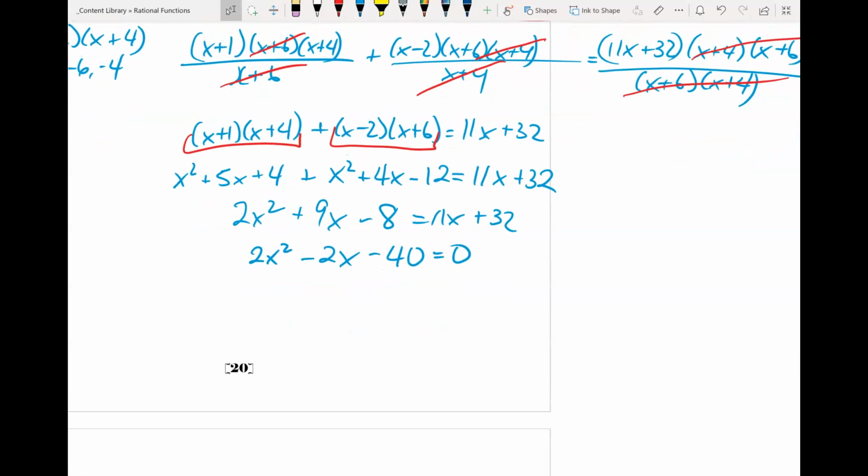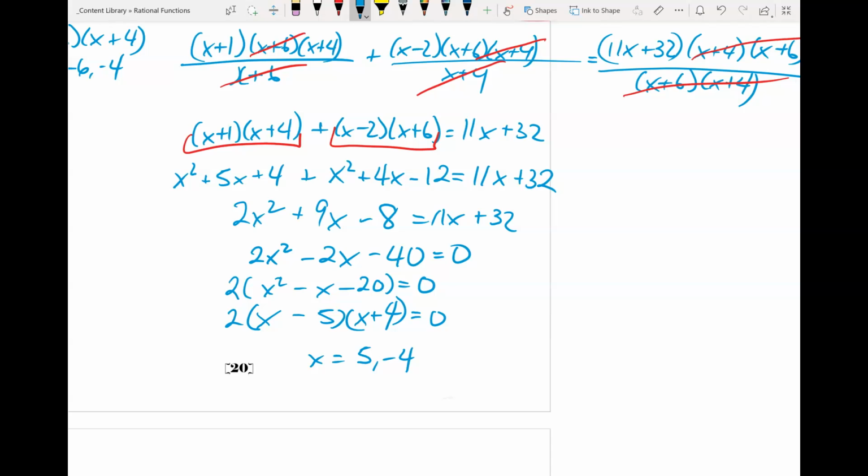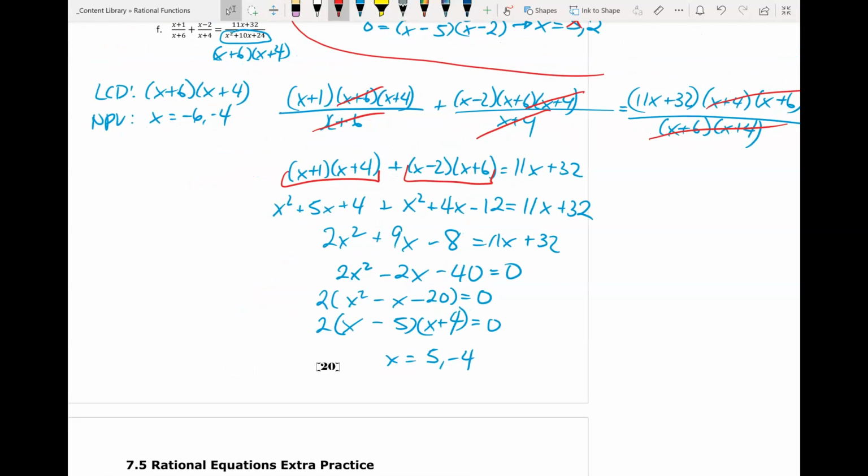Okay, we want to factor this. I'm going to pull out a 2 and factor that out first. And then I'll factor this. So factors of 20 are 5 and 4. We can get a negative 1 if we had a negative 5 and a positive 4. So then our final solution is going to be 5 and negative 4. Checking our NPVs, we cannot take negative 4. So your only answer is x is equal to 5.